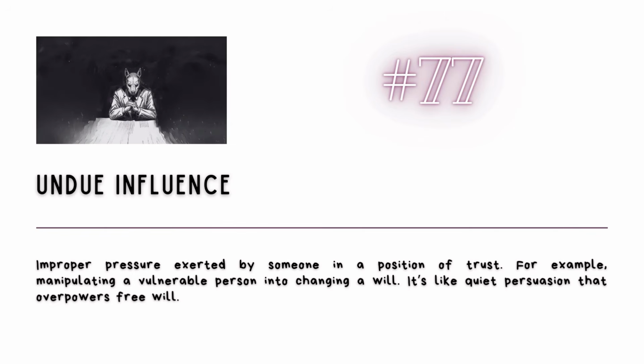Undue influence, improper pressure exerted by someone in a position of trust. For example, manipulating a vulnerable person into changing a will. It's like quiet persuasion that overpowers free will.